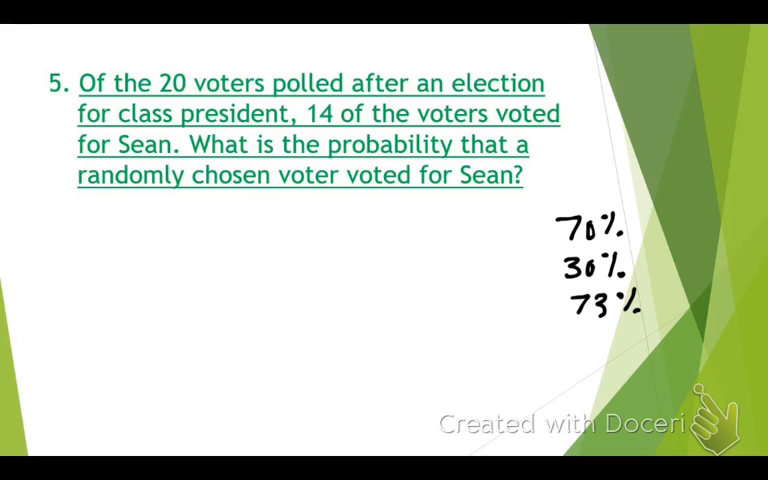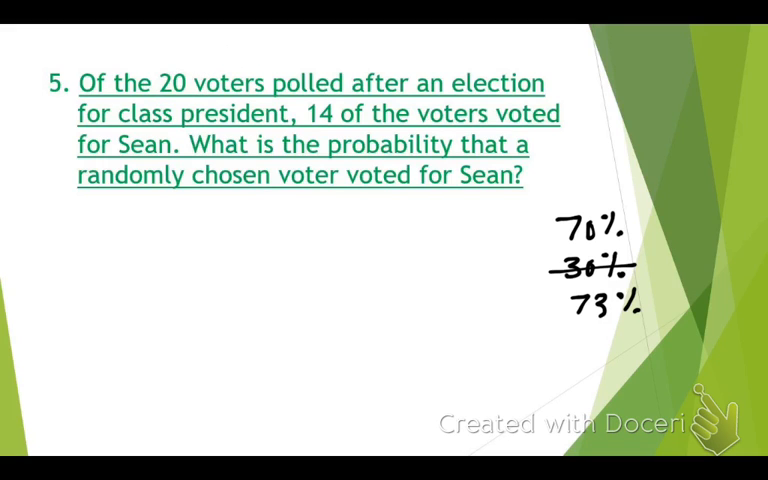Let's try this out. Let's see what makes sense. Look at this. There are 20 total voters. 14 of them voted for Sean. Out of 20, what would 50% of 20 be? 10. What's half of 20? 10. So if this number right here had been 10, the answer would be 50%. Is that number bigger or smaller than 10? Bigger. So it makes sense that your answer is going to be bigger than 50%. So which one of those answers that you came up with definitely cannot be true? 30%. So now we've got two, 70% and 73%. It could be either of those, but let's test it out and see what we come up with.